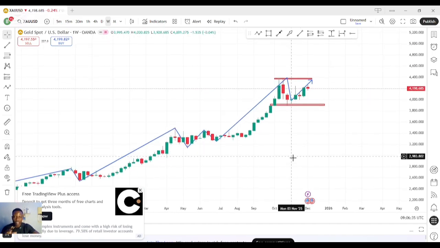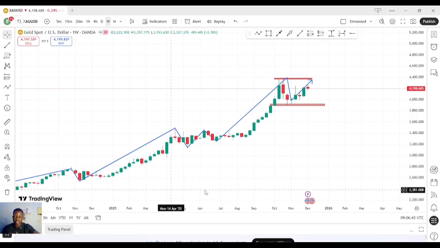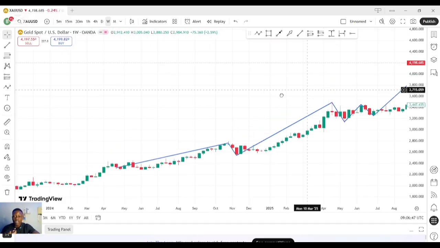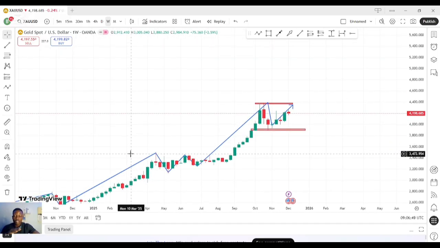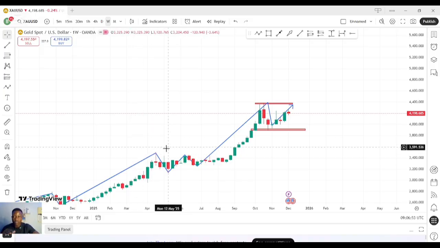But I'm going to break it down to the lower time frame so that you guys understand how it works. So this is exactly what I'm going to do. Now you have seen that the market has been moving like this for the longest time: it moves up, gives a little retracement, moves again, gives a little retracement, moves again, gives a little retracement.